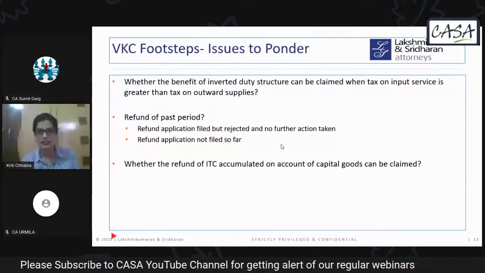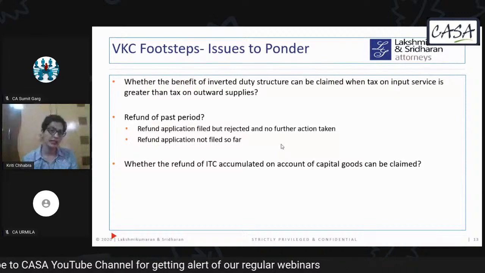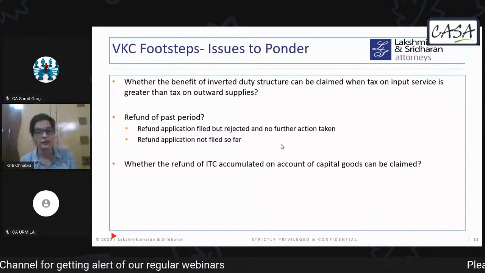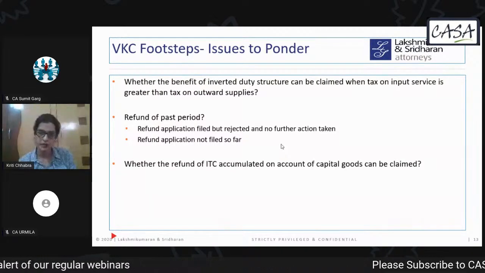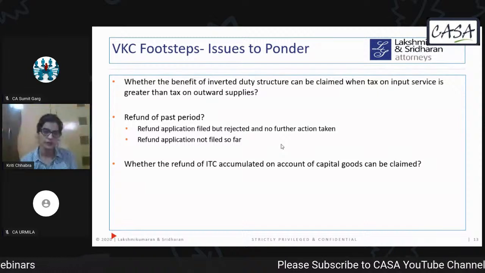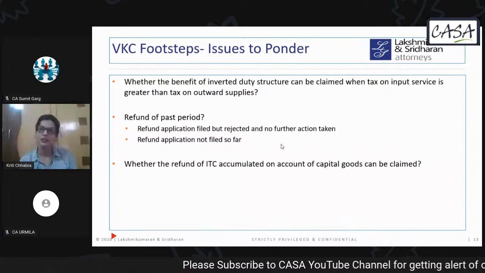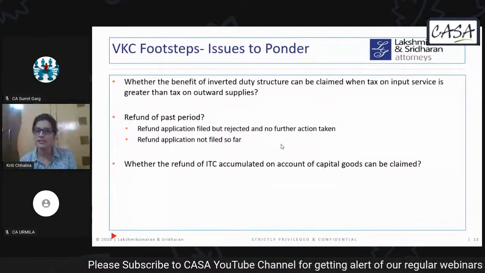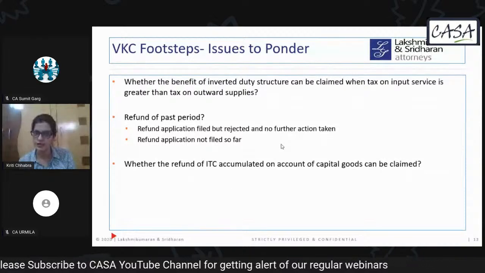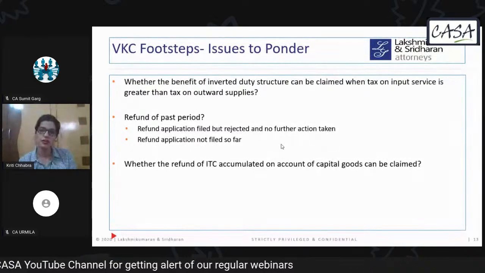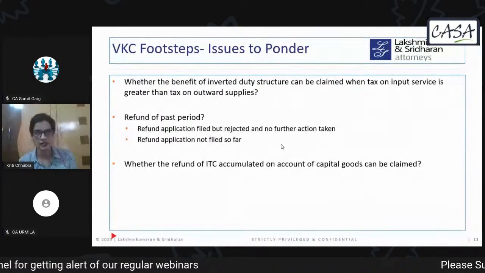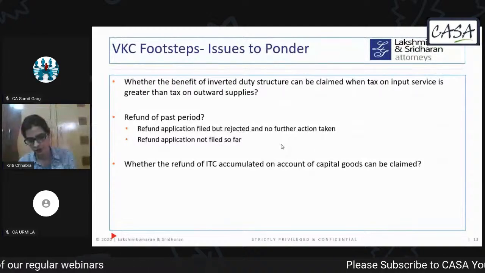So this is a negative point for those persons who did not take any action at that time when the department rejected their claim. However, if you have never gone for your input service refund so far, then you can go for it on the same basis, the VKC Footsteps Gujarat High Court judgment, subject to the condition of the 2 years time limit, which is there under Section 54.